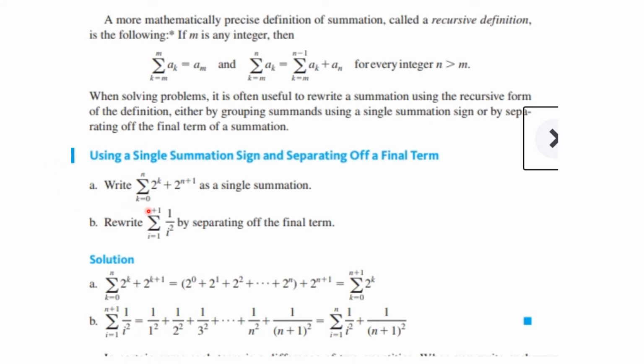So here we're saying write this plus 2 to the n plus 1 as a single summation. Well, you see you go from 0 to n with 2 to the power k, but then you have n plus 1. So when we do that, this final term ends up, we just increase the upper limit to be n plus 1. But now we are also rewriting this. The summation is i goes from 1 to n plus 1 of 1 over i squared, but we're separating off the final term. So we're just saying, oh, we're stripping off the final term, and that's going to be 1 over n plus 1 squared. The rest is going to be that sum. That is often useful.